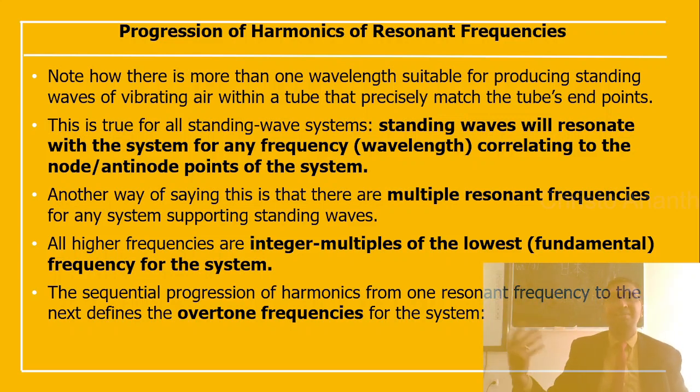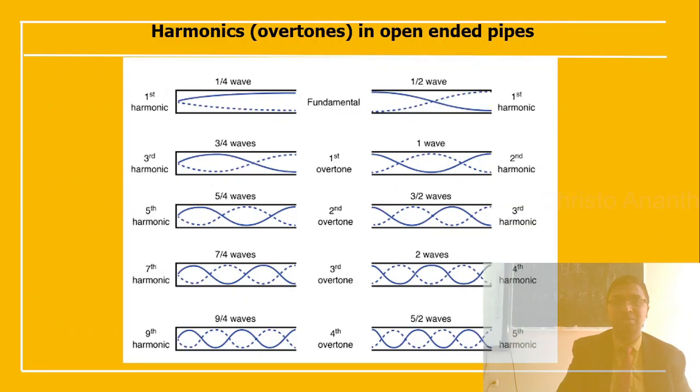So we can say that there are multiple resonant frequencies for any system which is going to support standing waves. Higher frequencies will be integer multiples of the basic or lowest fundamental frequency for the system. The sequential progression of harmonics from one resonant frequency to the next will be defining the overtone frequencies for the particular system. We already saw these, the harmonics or maybe overtones in the open-ended pipes.